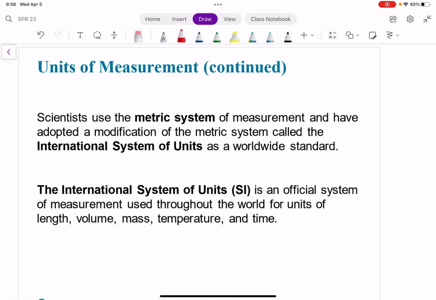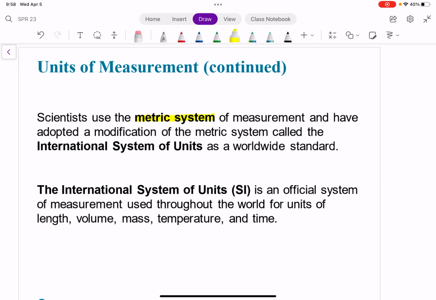Scientists use the metric system. Even in the US, where we haven't quite adopted the metric system yet and we're still using the imperial system of measurement, even scientists use the metric system because it's just so much more convenient. So we'll talk about what the units of the metric system are.